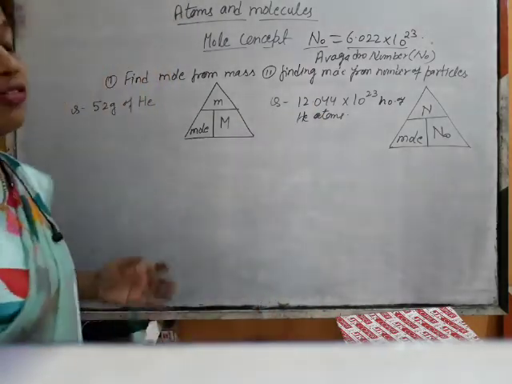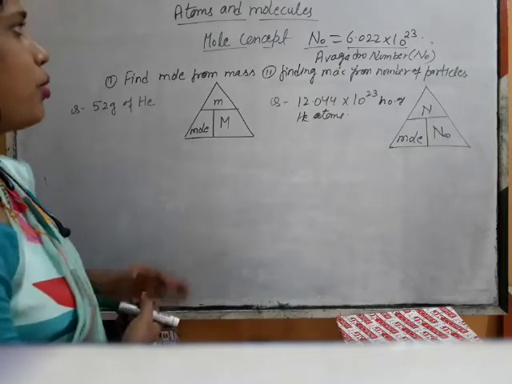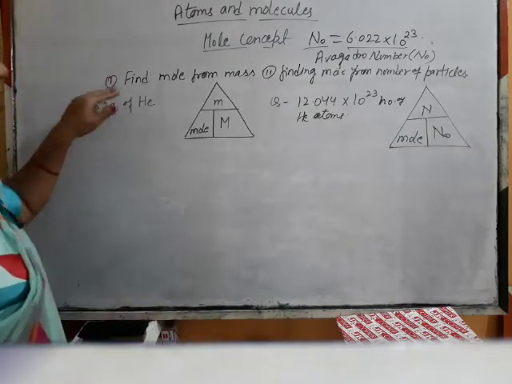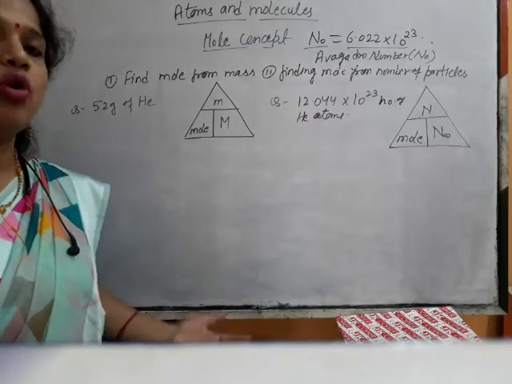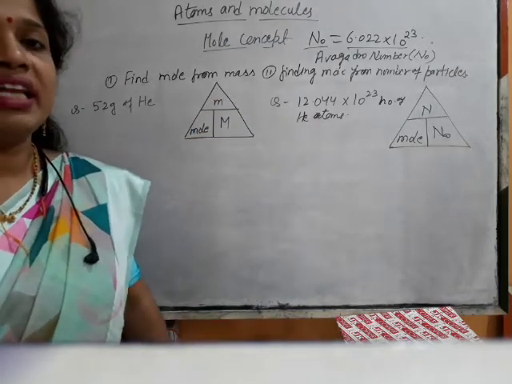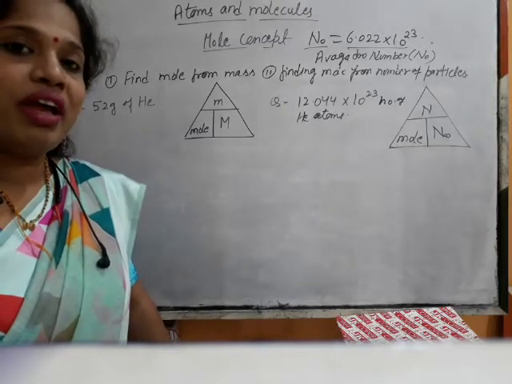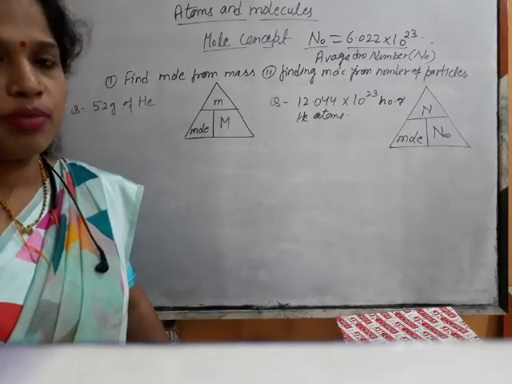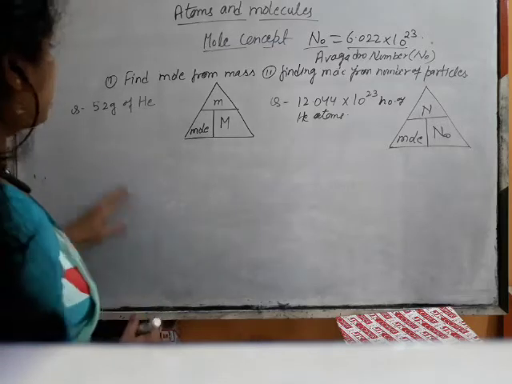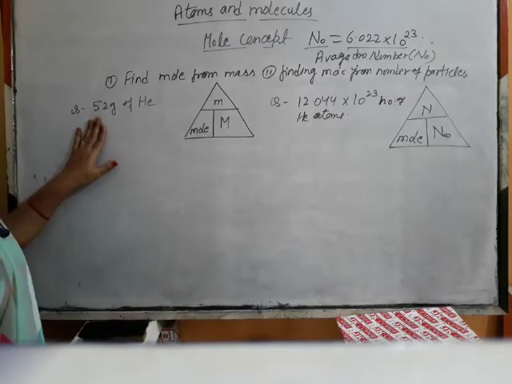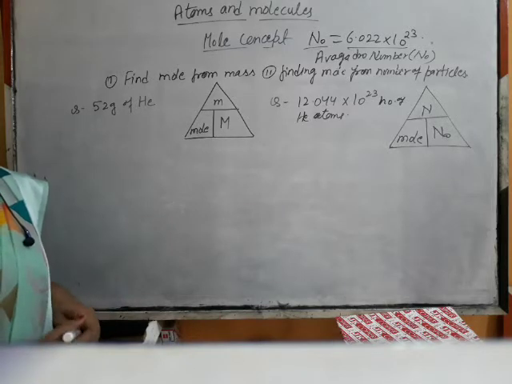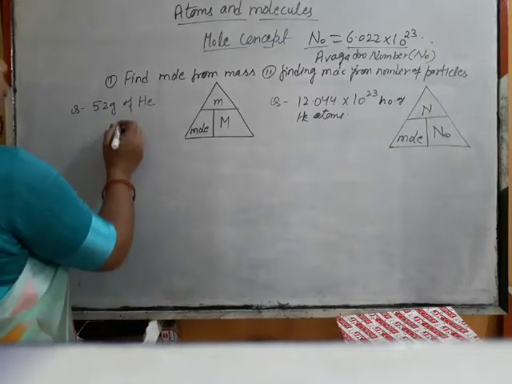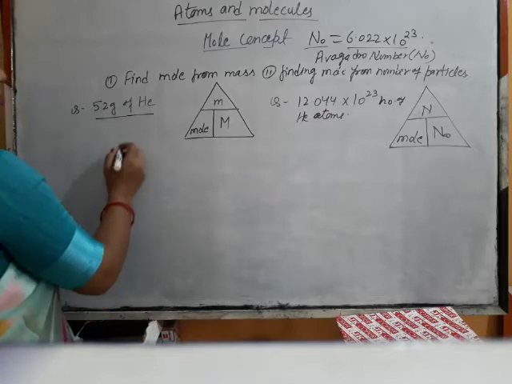Now the first type of numerical we get from mole concept is finding the mole from the mass. Finding the mole from the mass is what? Finding the number of moles with the given mass of a particular atom or molecule. So here the question is to find the number of moles in 52 grams of helium atom.